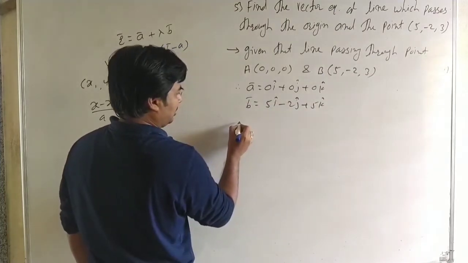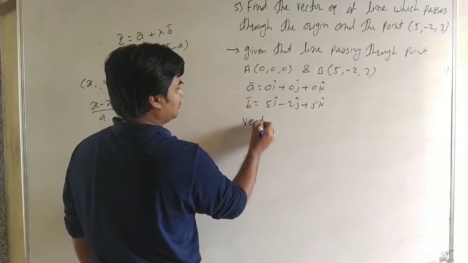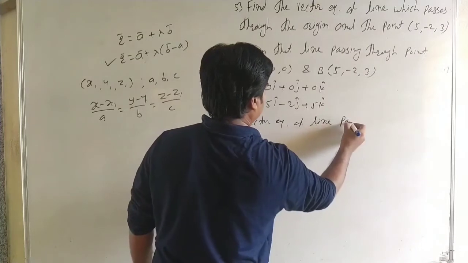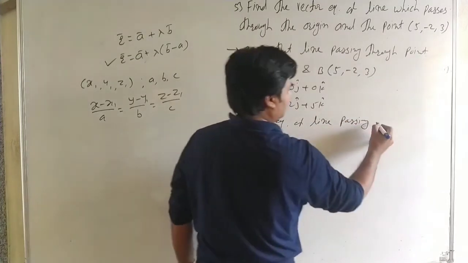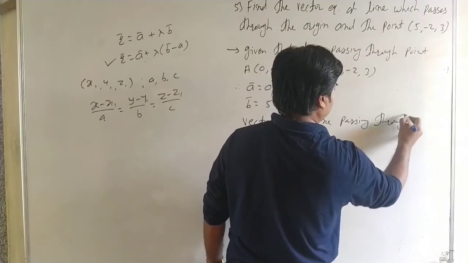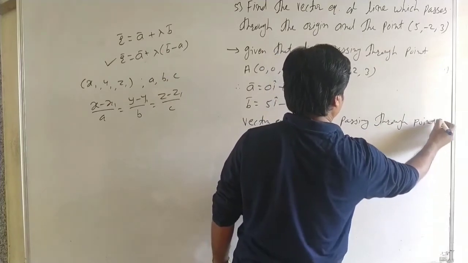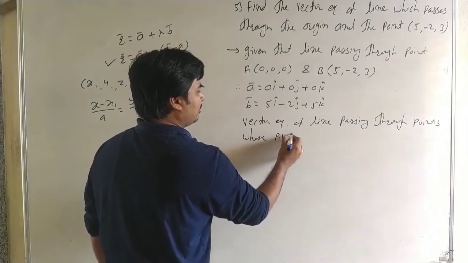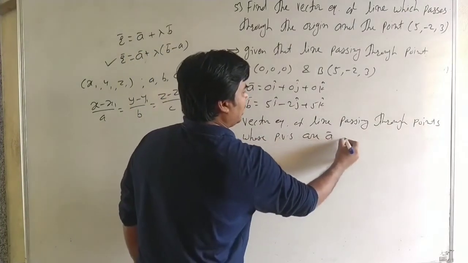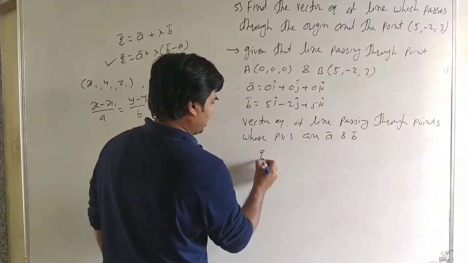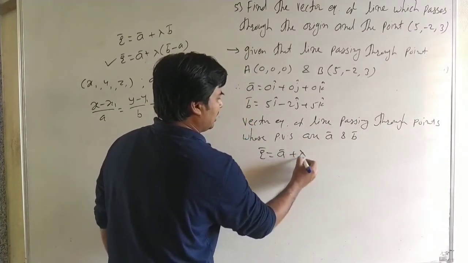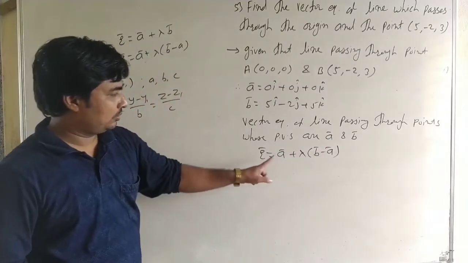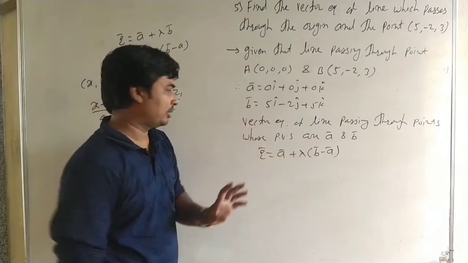Therefore, the vector equation of a line passing through points whose position vectors are a bar and b bar, see carefully, is r bar is equal to a bar plus lambda into b bar minus a bar.